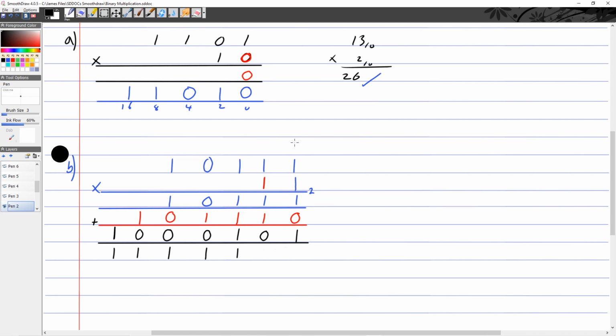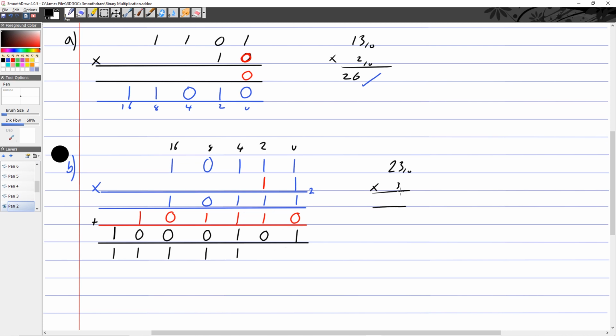Hopefully the answer is correct, so let's check. Units, 2's, 4's, 8's, 16. So the top number is 16 and 4 and 2 and 1, which is 23. Base 10, the second number is 3.